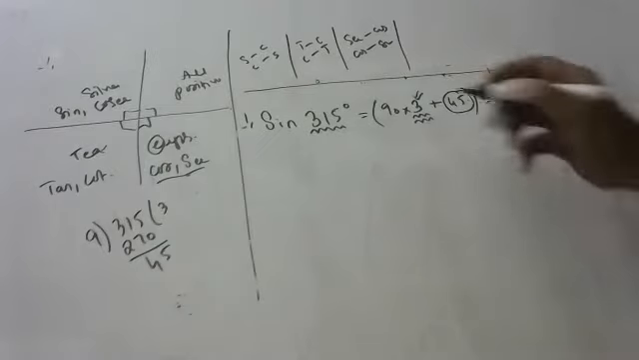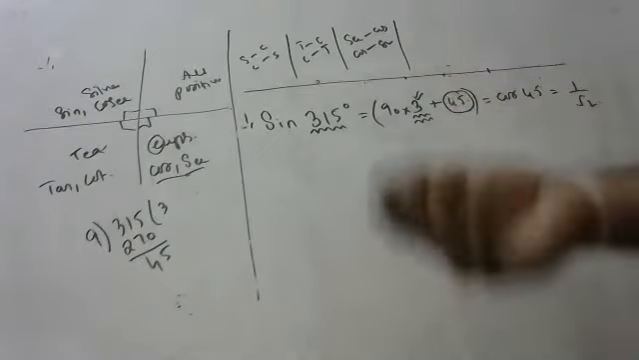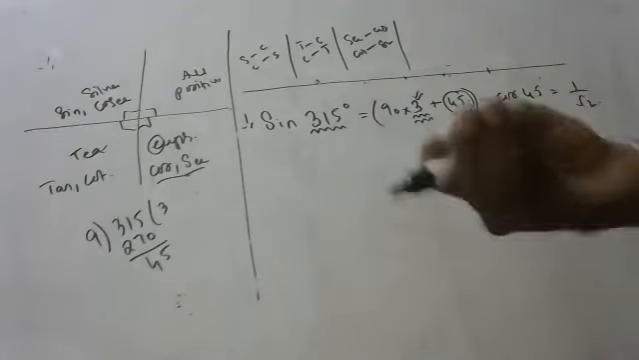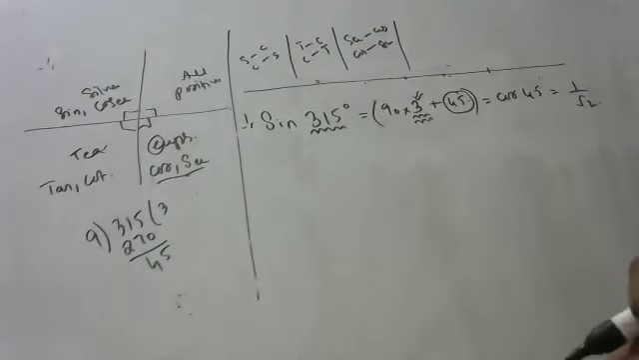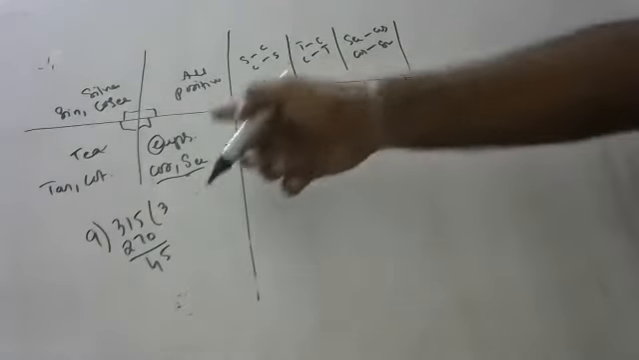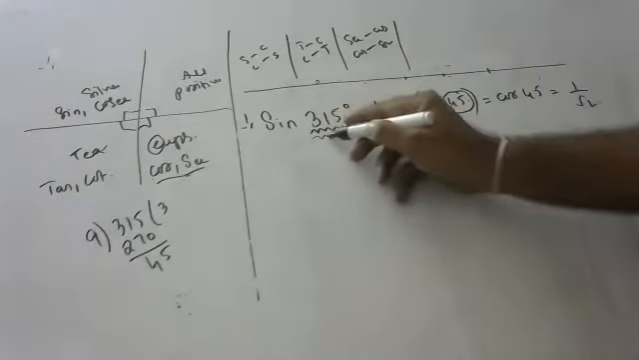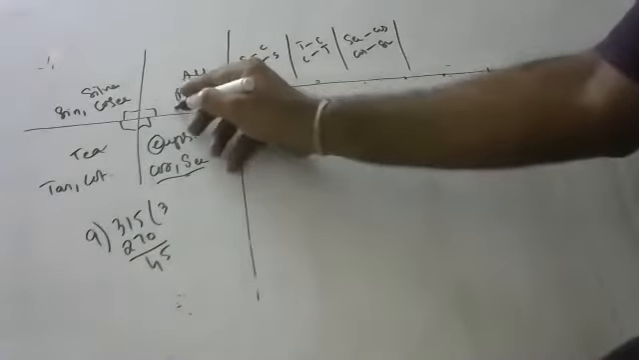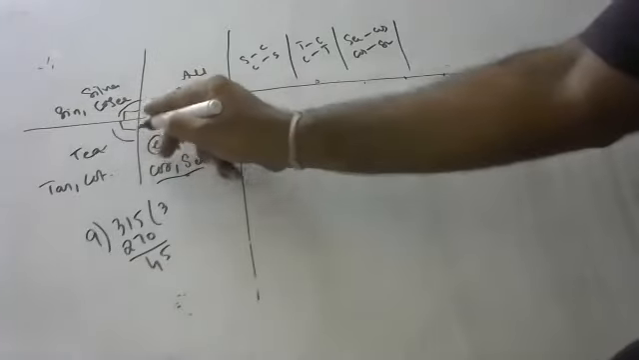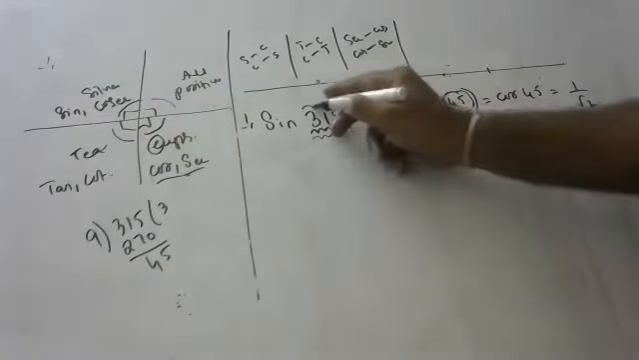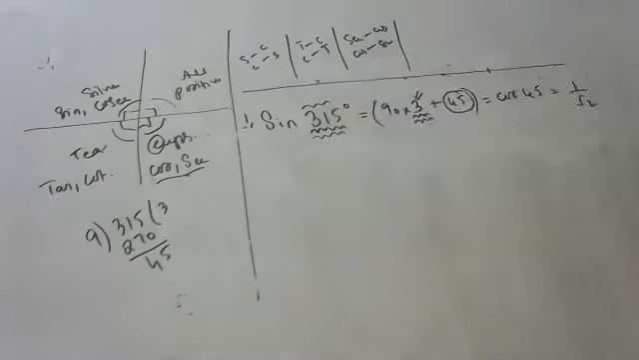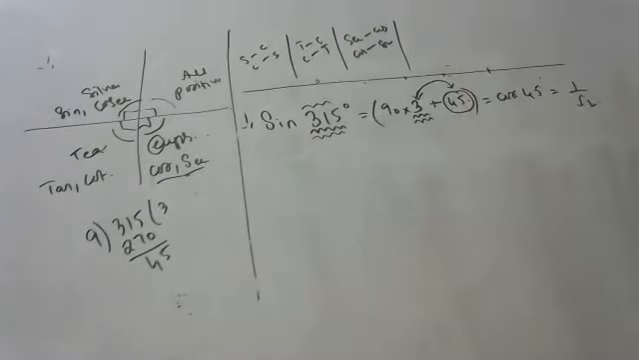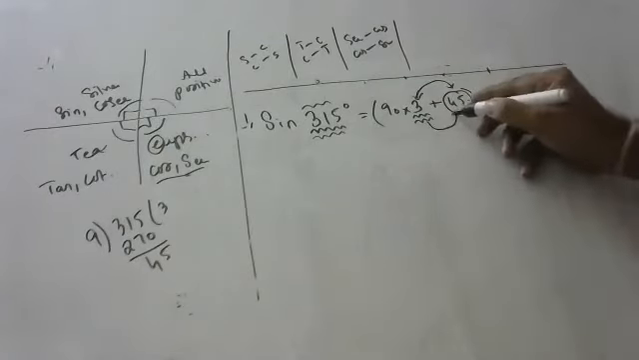Now, which quadrant will 315 come in? Can anyone tell? Fourth quadrant. Automatically we can say fourth quadrant. See children, this is 0 to 90, 90 to 180, 180 to 270, 270 to 360. So 315 automatically comes in the fourth quadrant, no doubt about that. Three quadrants are over, and this is in the fourth quadrant.